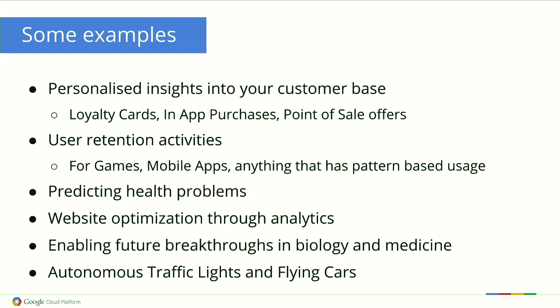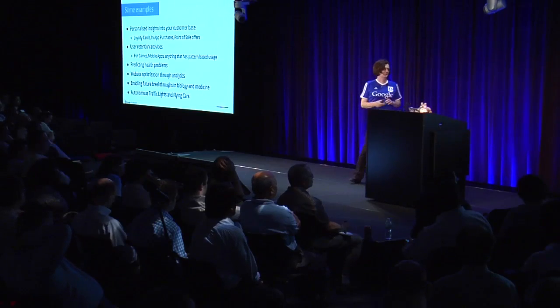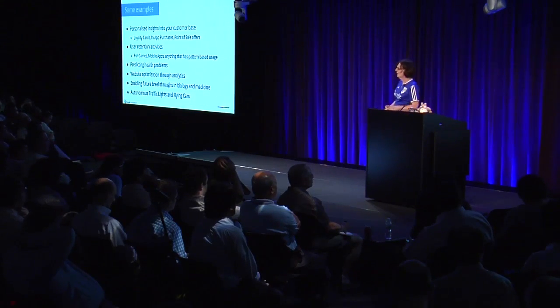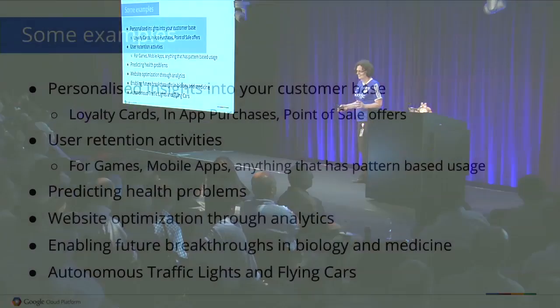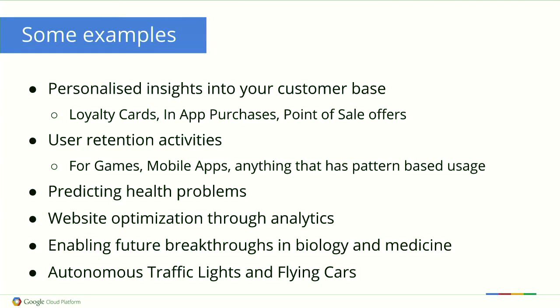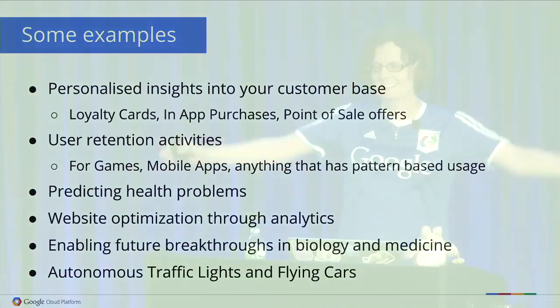Predicting health problems. We've done this before at Google with identifying patterns of searches for flu, predicting flu epidemics. Optimization of websites through analytics is extremely important these days. That's a big data problem, and it's solved by things like Google Analytics. Then there's things like enabling future breakthroughs in biology and medicine, which we'll come back to. And finally, my favorite one, which is autonomous traffic lights and flying cars. I want traffic lights to make decisions themselves rather than being red and no cars, no traffic. I want them to say, there's no traffic, I can turn to green and let me go. That's a problem I'm really determined to solve in my lifetime.